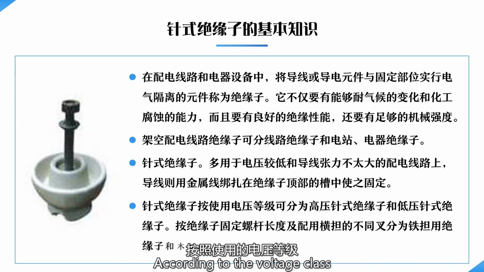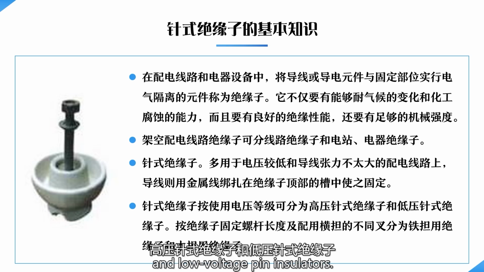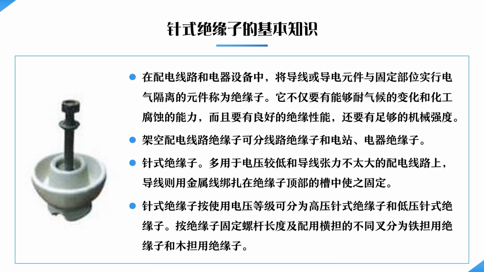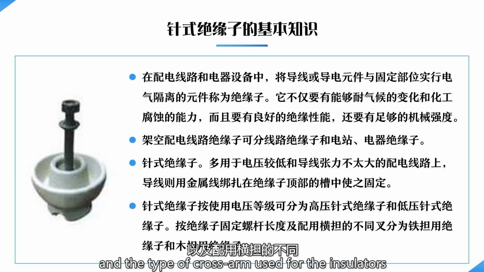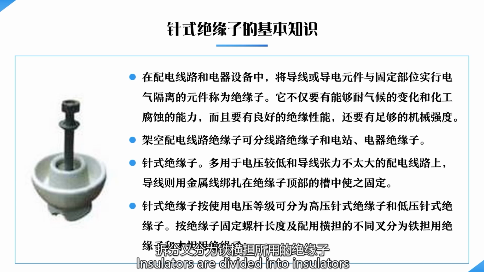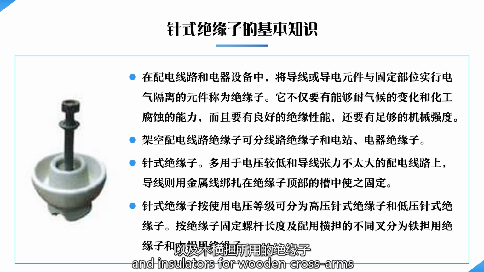What about pin insulators? According to the voltage class, they can be categorized into high voltage pin insulators and low voltage pin insulators. According to the length of the insulator's fixing screw and the type of cross arm used, insulators are divided into insulators for iron cross arms and insulators for wooden cross arms.